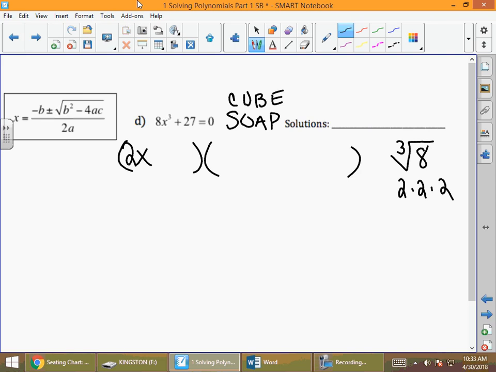Same thing with 27. We want the cube root of 27. Well, what times what times what equals 27, and it has to all be the same number. 3 times 3 times 3 is 27. So we're going to put the 3 in there. And here's where SOAP comes in. It stands for same sign, opposite sign, always positive.